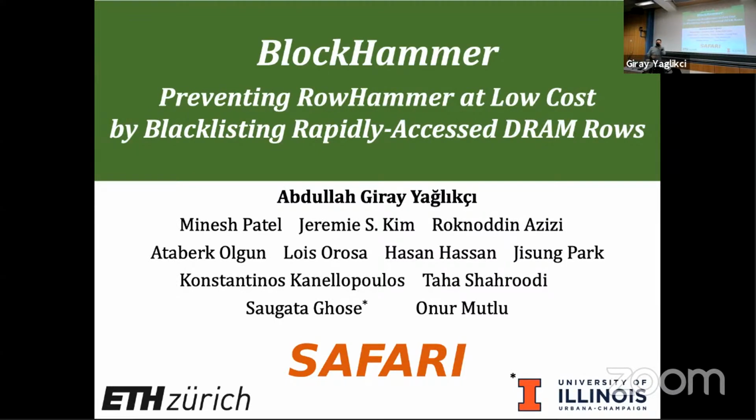Okay, now let's move to the last talk on RowHammer, and again we're going to switch gears a little bit and talk about defense protection mechanisms. This was work published at HPCA this year in February. It is a very recent work and, as far as we know, the state-of-the-art mechanism for defending against RowHammer. It's called BlockHammer, preventing RowHammer at low cost by blacklisting rapidly accessed DRAM rows. Giray is going to present this work which he led. Giray, please go ahead. Okay, thank you very much for the introduction.